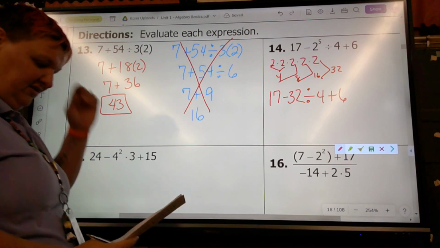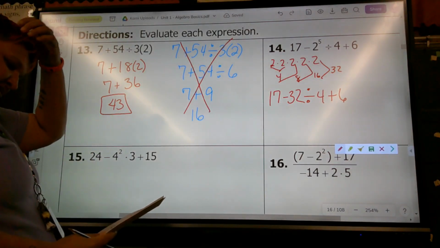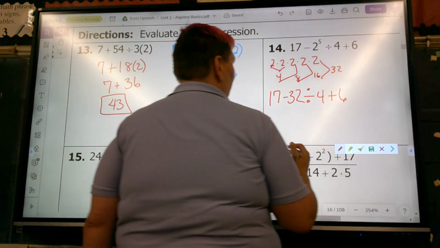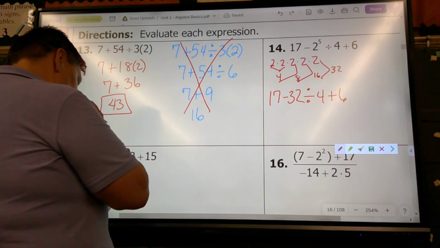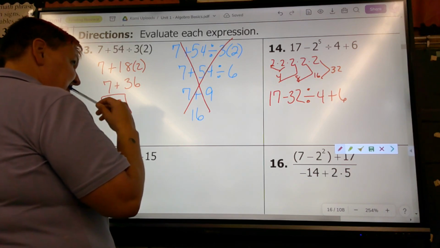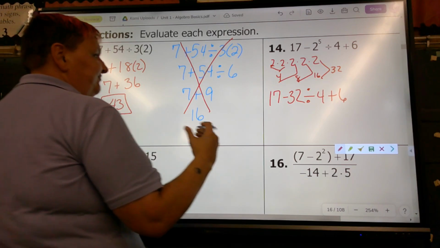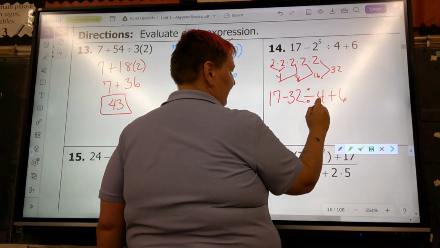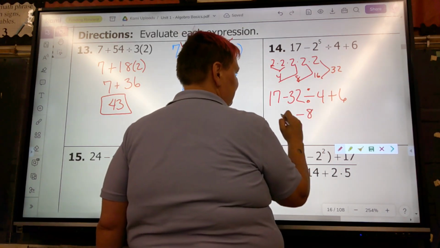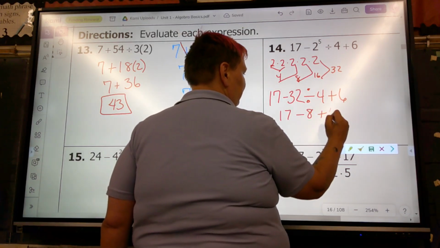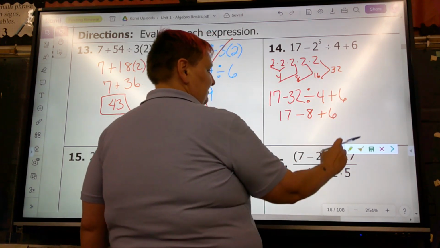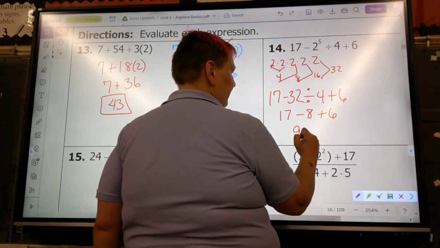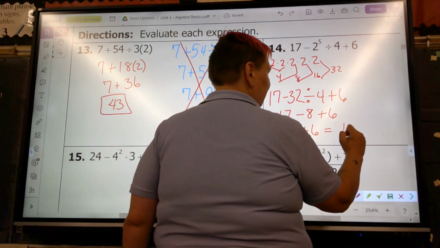With me so far? Whew. All right, so we have division next. Negative 32 divided by 4 is negative 8. Bring down my 17 and my plus 6. Subtraction and addition, left to right. 17 minus 8 is 9 plus 6. That's going to give me 15.